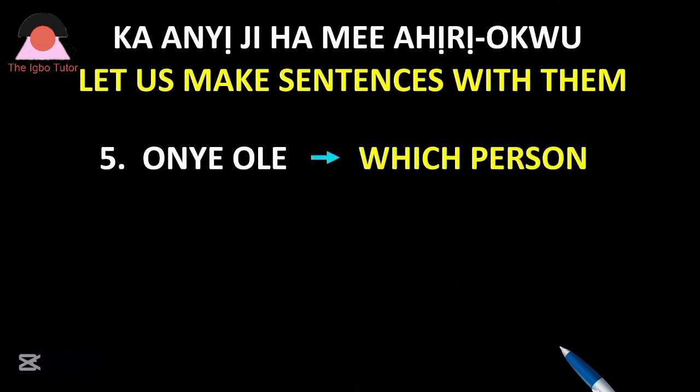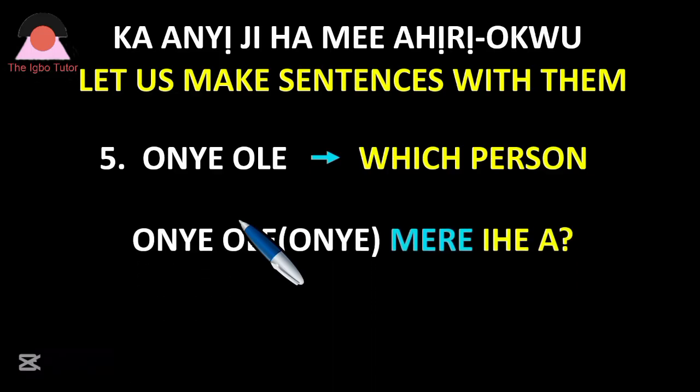Let's go on with this lesson. Nke ise ọ bụ gịnị? Nke ise bụ onye ole. Onye ole meaning which person. Which person. Okay, when we have a choice between 2 or 3 people, we don't know who exactly we want to deal with. We say onye ole. Let's make a sentence with this. Onye ole mere ihe a. We can also say ọ bụ onye mere ihe a.